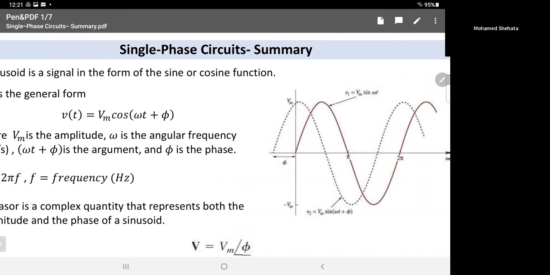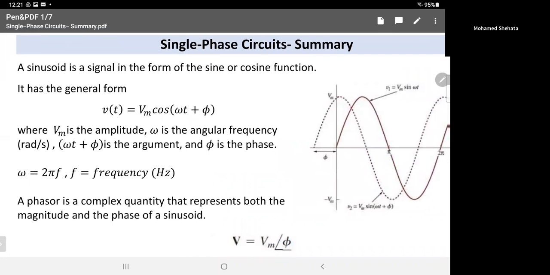V equal Vm cosine omega t plus phi. That's in general. Because if you don't put phi, it means zero shift, it means start from zero. This is a sine wave starting from zero. The relationship between omega and f, as you know, is omega equal 2 pi f. So if 60 hertz, multiply 2 times pi times 60 hertz, you will get around 377 radian per second.